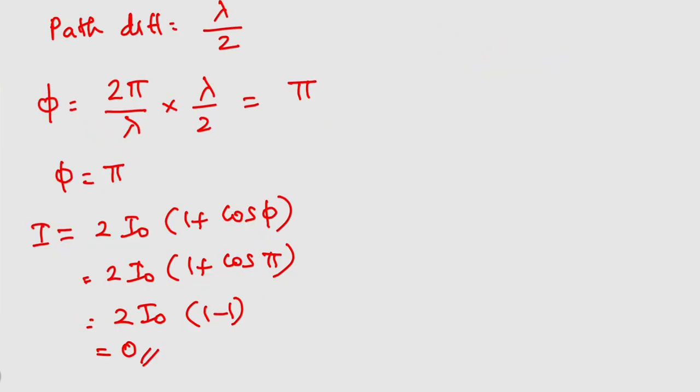See, I have done it for path difference lambda by 2. So 2 pi by lambda into lambda by 2, so phase difference is coming as pi. So 2 I naught into 1 plus cos phi, where phi is equal to pi. So cos pi, cos 180, you know it is minus 1. So 1 minus 1 is 0. So here intensity is coming 0. When intensity is 0, obviously you cannot express it in k. The answer is 0 when the path difference is lambda by 2.